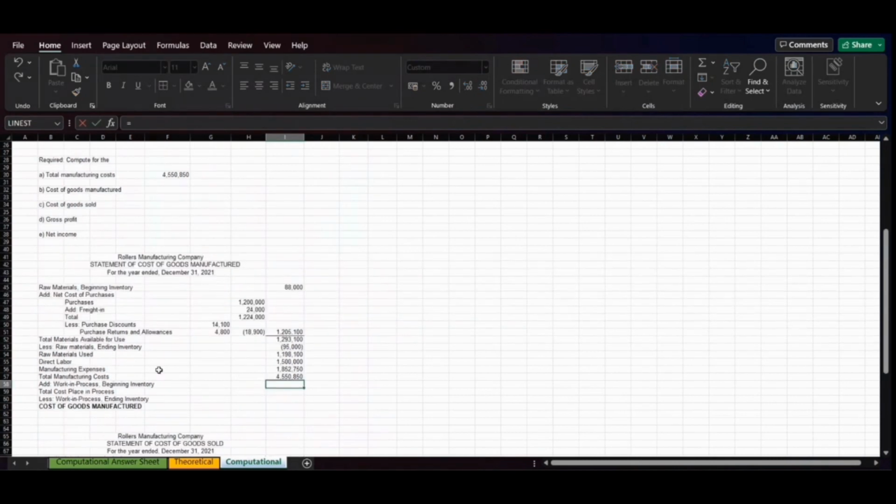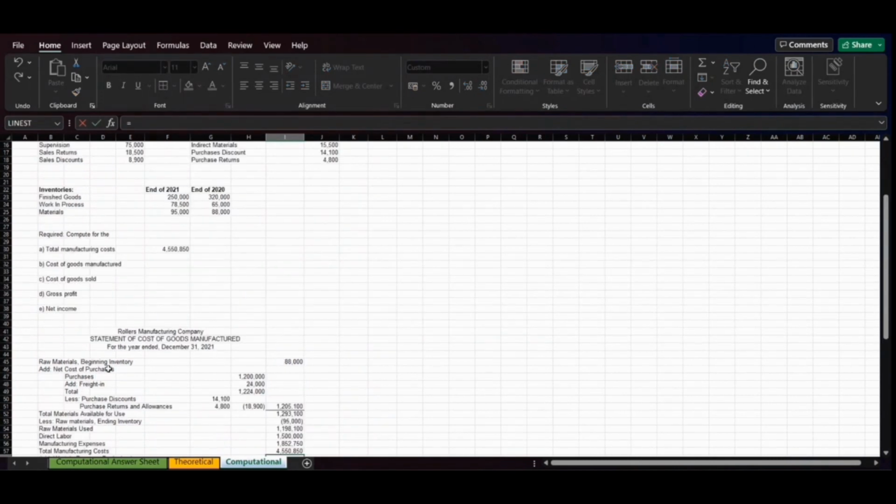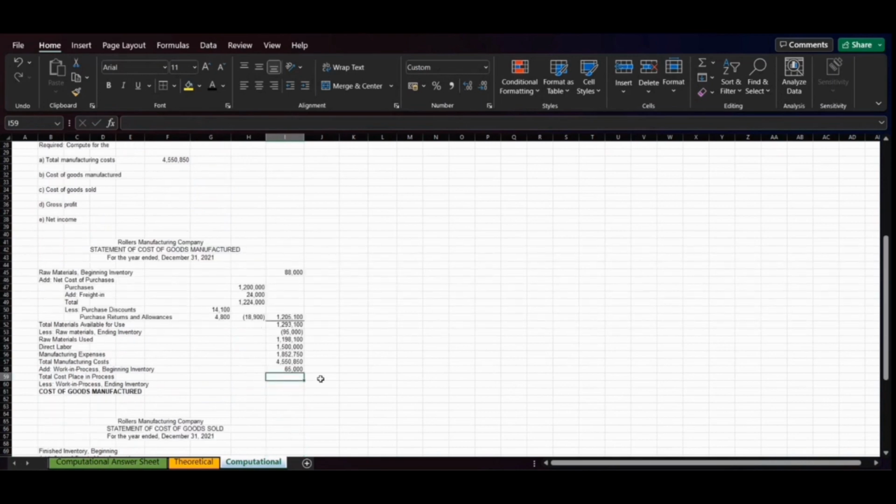So, dito, para makuha natin yung beginning inventory sa work in process, kukuha natin yung work in process inventories sa end of 2020. So, ito ay may 65,000 na amount. Then, i-add lang natin to sa total manufacturing costs para makuha yung total cost placed in process.